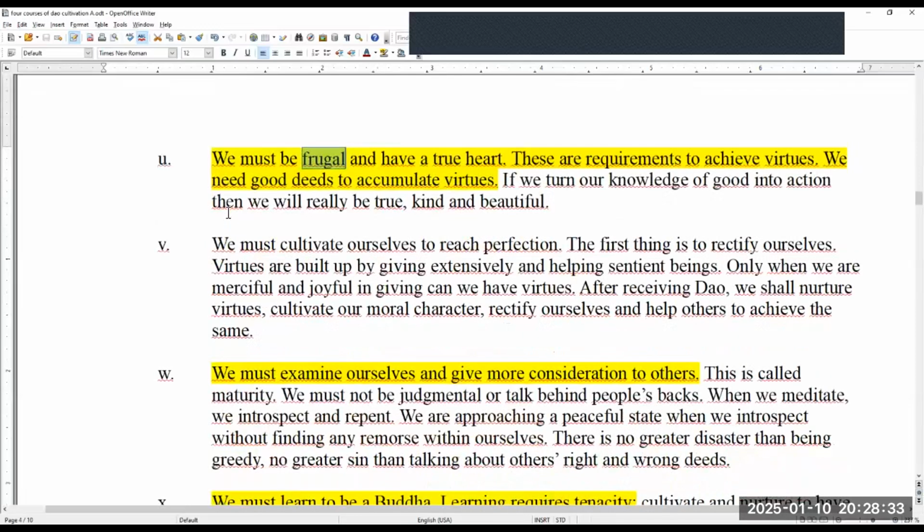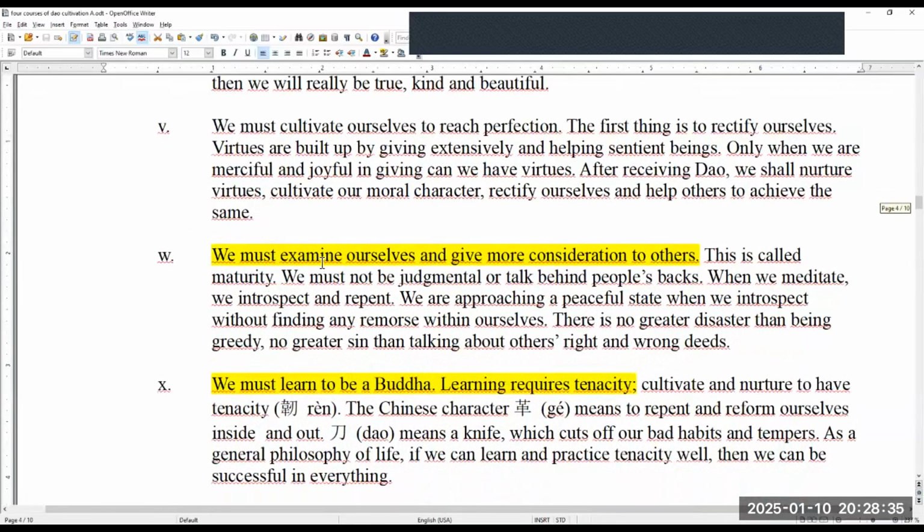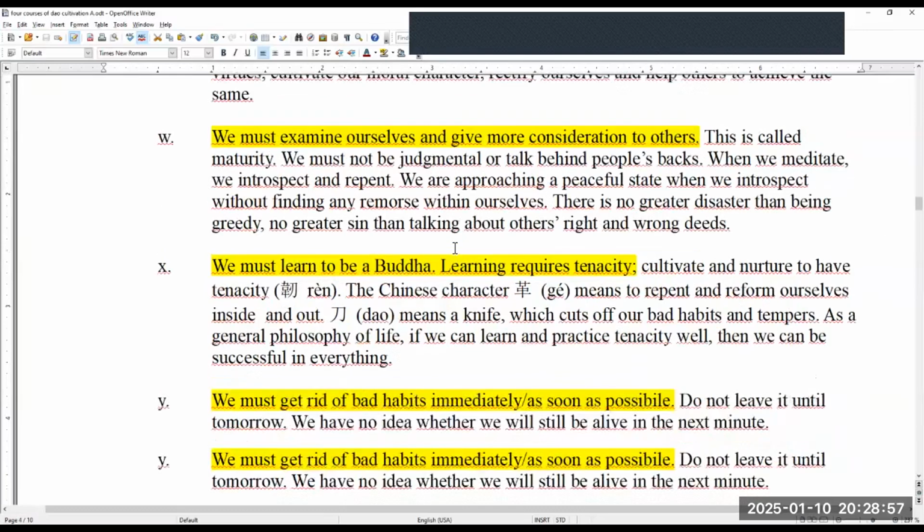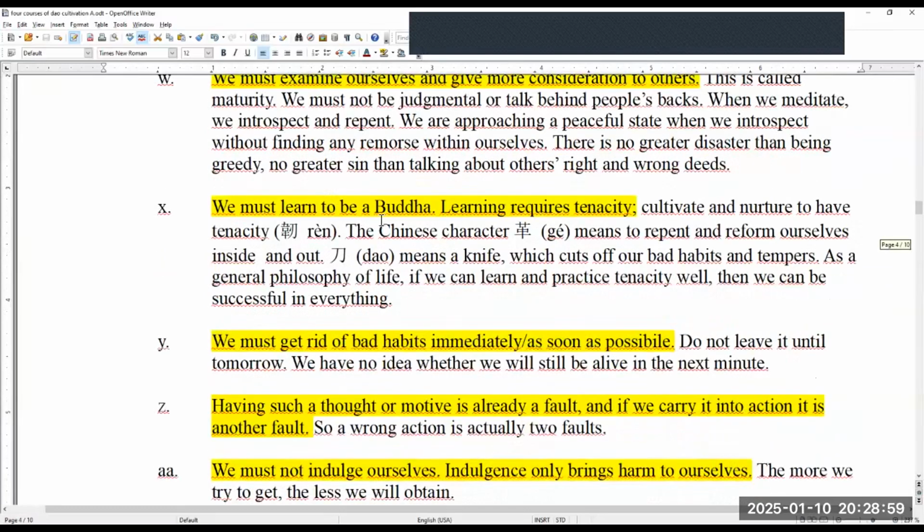Then, of course, we must also examine ourselves and give more consideration to others. That's just talking about the fact that we live in a society, we are human, and so when we deal with ourselves and also others, we need to be more considerate. That's the humble aspect that we mentioned earlier. And then, of course, we must learn to be a Buddha. Learning requires tenacity. So that's really the important thing.